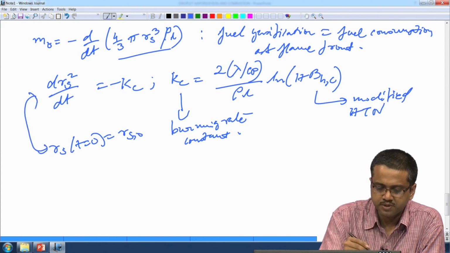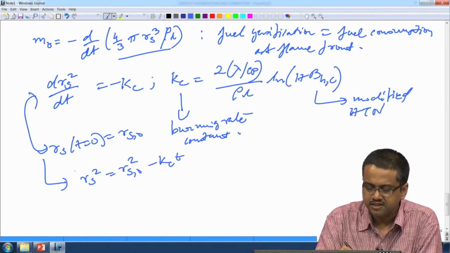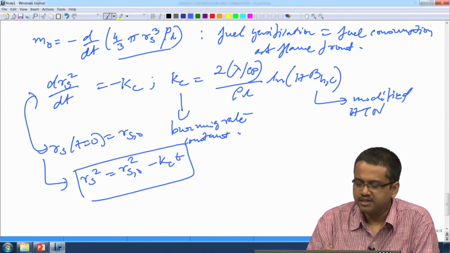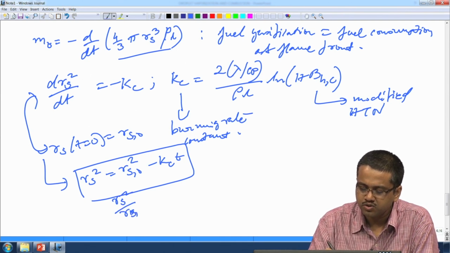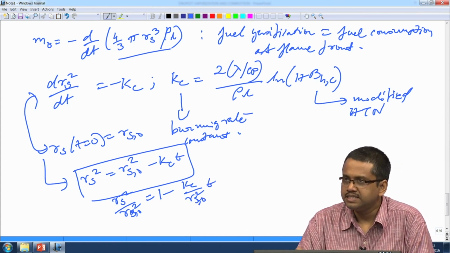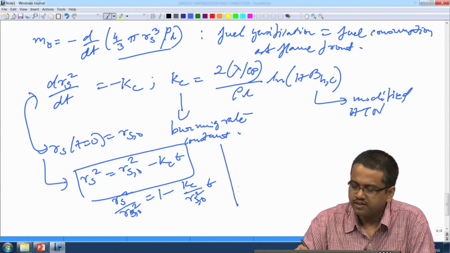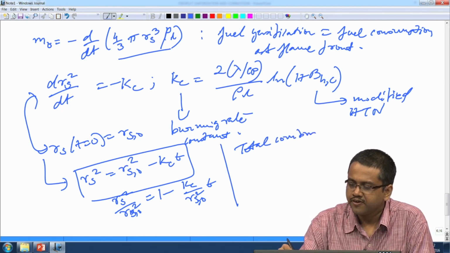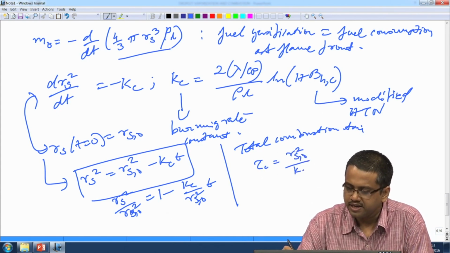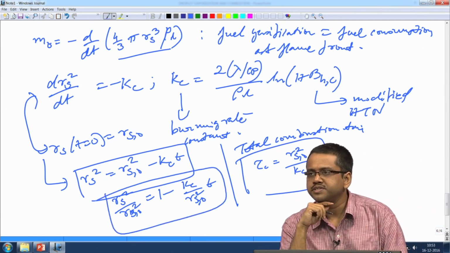Based on these two expressions, if we integrate, you get Rs square equal to Rs 0 square minus Kct. That looks exactly like the d square law, right. If you divide Rs square by Rs 0 square, it will be 1 minus Kc by Rs 0 square into t. So, that is the equivalent of the d square law, except K has been replaced by Kc, and the total combustion time is tau c equal to Rs 0 square divided by Kc. So, these are the two expressions that you get after all these steps.